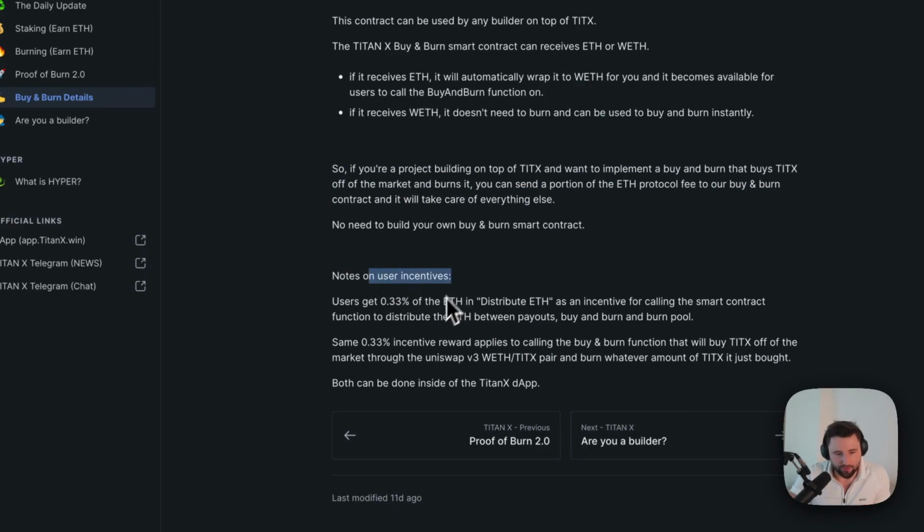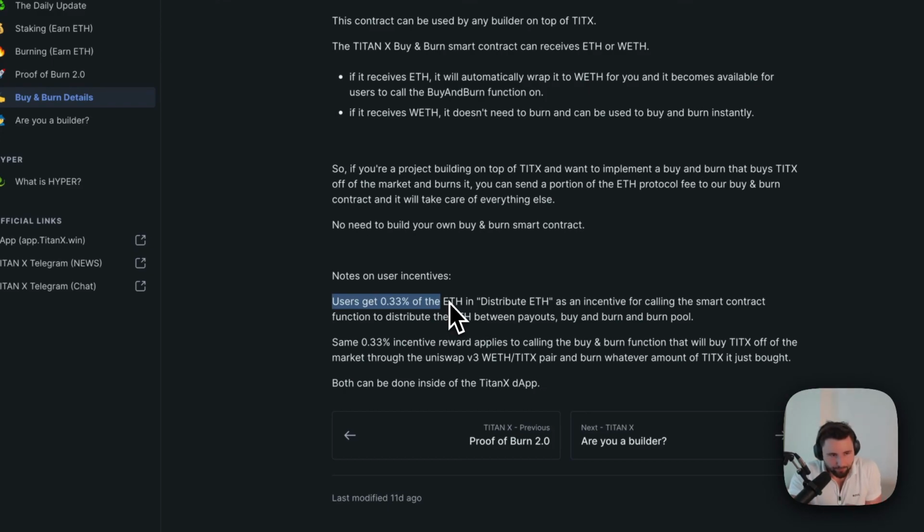And notes on user incentives. Users get 0.33% of the Ethereum distributed as an incentive for calling the smart contract function. This is a very important design because the Ethereum that comes in from virtual miners needs to get distributed, right? It needs to go 62% buy and burn, 28% stakers, 7% burn pool, 3% genesis. This needs to get distributed. And I repeat, smart contracts are not automated in any way whatsoever. It's impossible to automate a smart contract. So users need to call these functions and they need to be incentivized to do so.